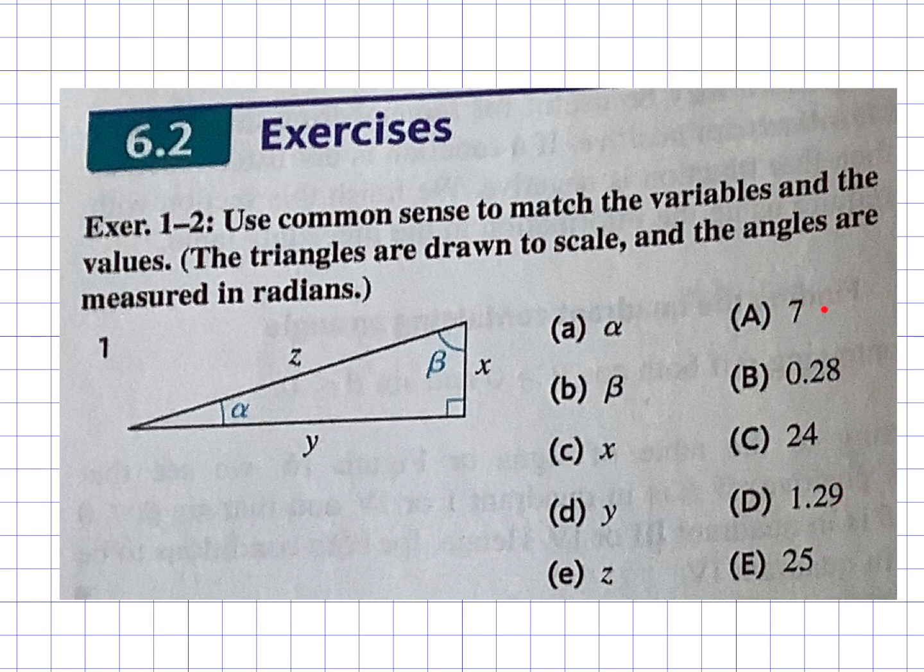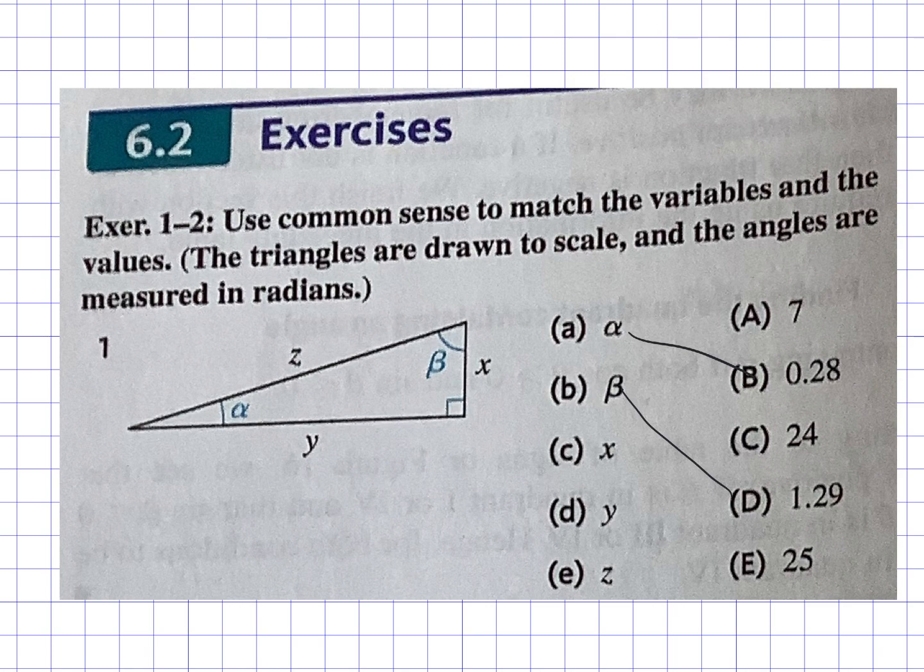These other ones, 7, 24, and 25, those are lengths of sides, which these could be as well, but I'll get to that in a second. So between 0.28 and 1.29, obviously alpha is smaller than beta here, so alpha must be the 0.28, all right? So that would go there. So if we draw a line, so that's B.